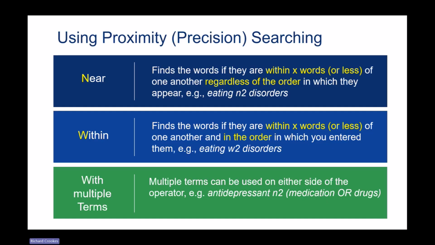So if you're looking for antidepressant medication or drugs, you could put antidepressant N2 near 2 words or less of medication or drugs. And you see those terms in parentheses there. Okay, so you find multiple terms in that way. So again, it's designed to enhance your experience of searching to ensure that you can find what's out there without having to enter multiple different terms, as it were.